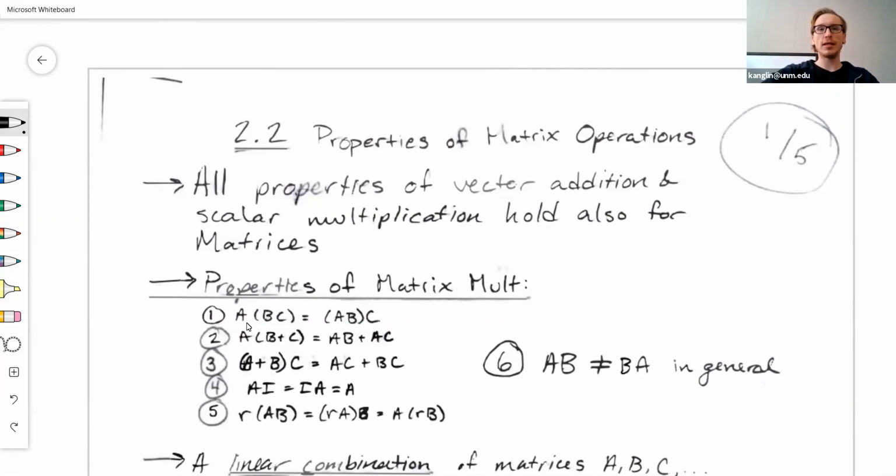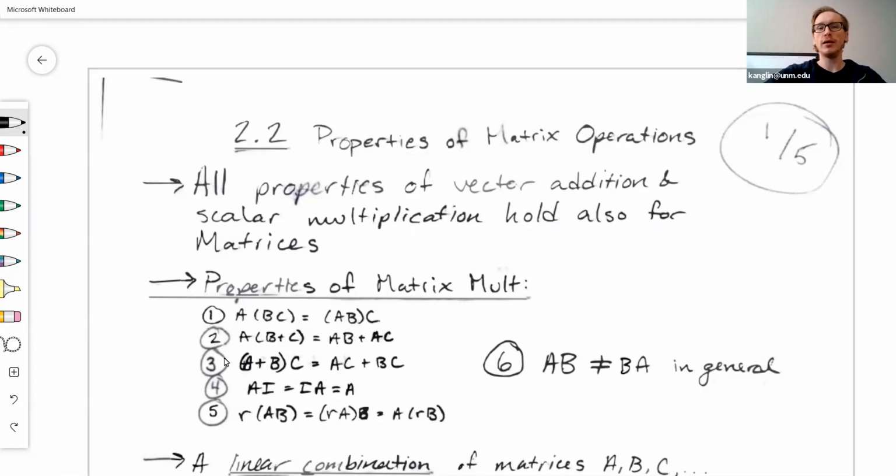So the first property is that A times the quantity B times C equals the quantity A times B times C. So this is associativity of multiplication. It says it doesn't matter which pair you multiply first, so long as you don't change the order, the sequence of these matrices in a product.